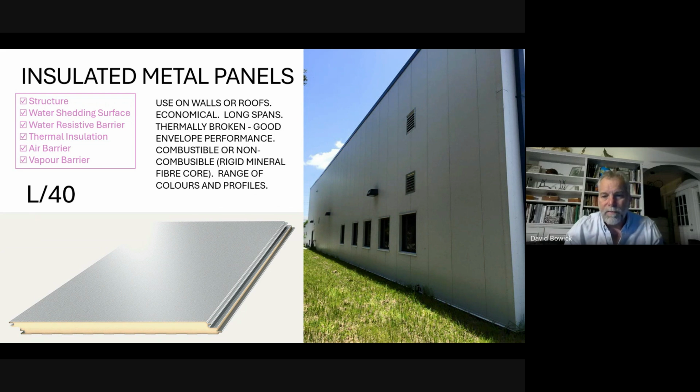The rule of thumb for insulated metal panels is L/40. So a 4-meter tall wall, 100 millimeters thick, without any trouble. So nice long spans.